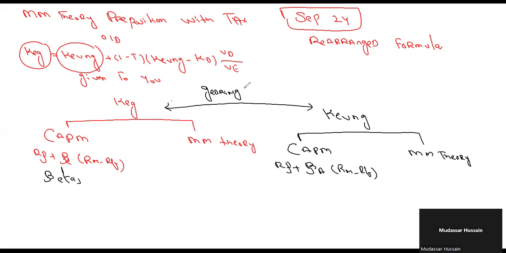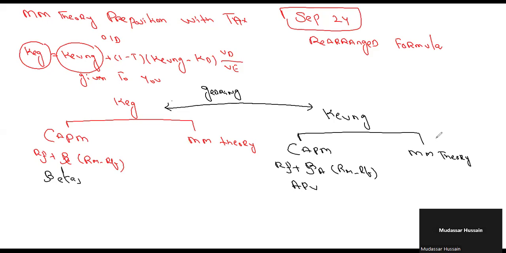Or in your AFM course, when we use the APV, in the APV we discount the base case NPV with the ungeared cost of equity. And that can be computed with the help of the CAPM or with the help of the MM theory. That is the old discussion which many of you must already know.